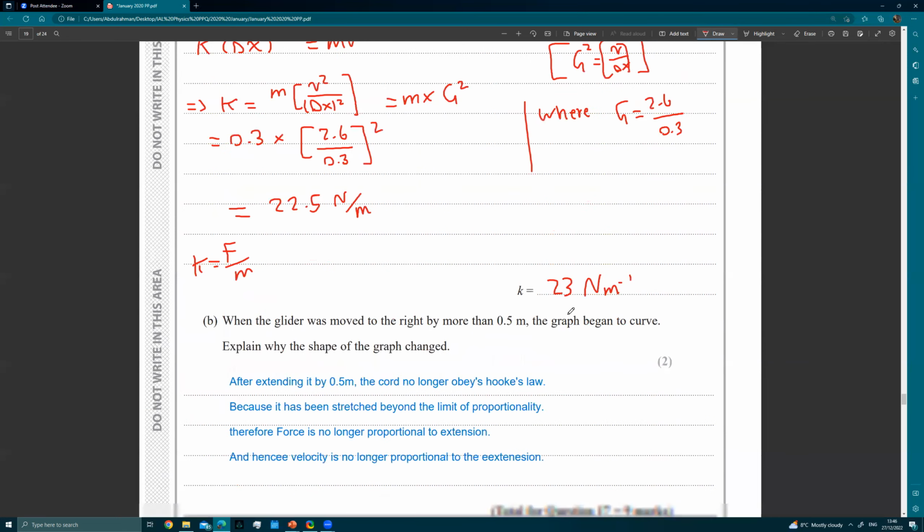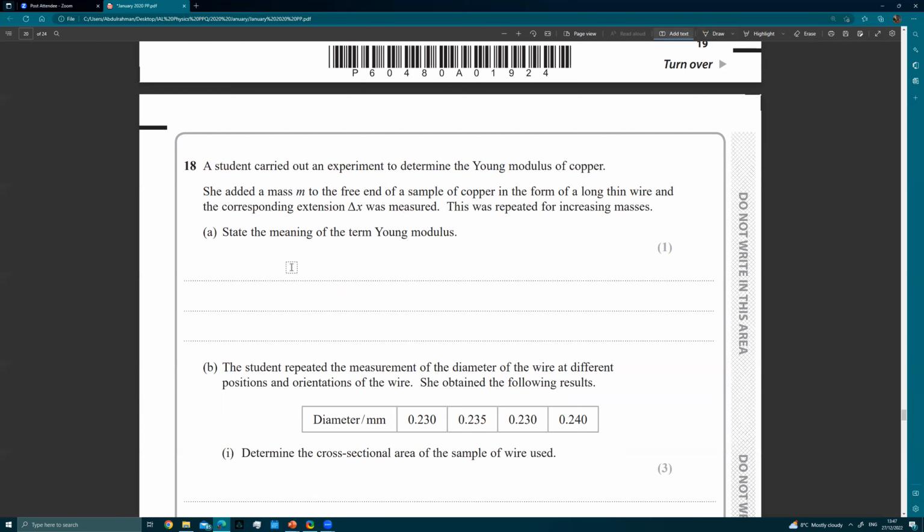Okay, question 18. A student carried out an experiment to determine the Young's modulus of copper. She added a mass m to the free end of a sample of copper in the form of a long, thin wire, and the corresponding extension was measured. This was repeated for increasing masses. State the meaning of the term Young's modulus. That's just stress over strain. So Young's modulus is the stress divided by strain of a material. Something like that, or the ratio of stress over strain.